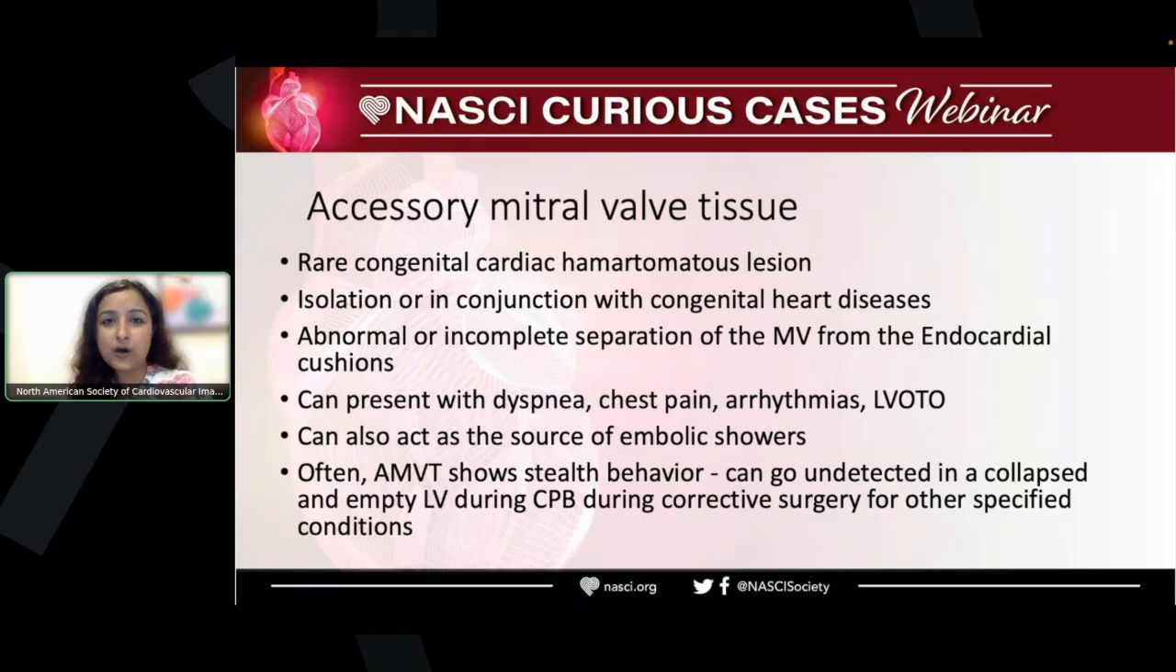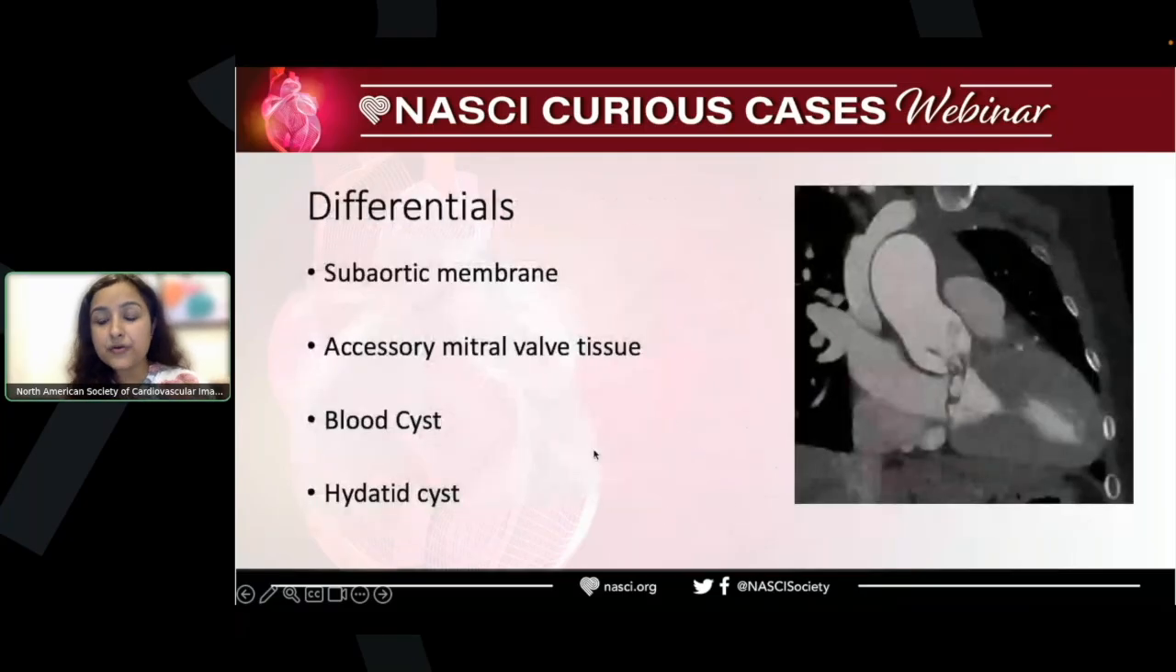It is attached to the mitral valve leaflet, but it is prolapsing into the left ventricular outflow and causing left ventricular outflow tract obstruction. It can present with dyspnea, chest pain, arrhythmias, LV outflow obstruction. Our patient had a mild concentric LV hypertrophy on echocardiography, so probably due to a chronic left ventricular outflow tract obstruction. It can also house a thrombus and can cause embolic showers. So it is important to identify this.